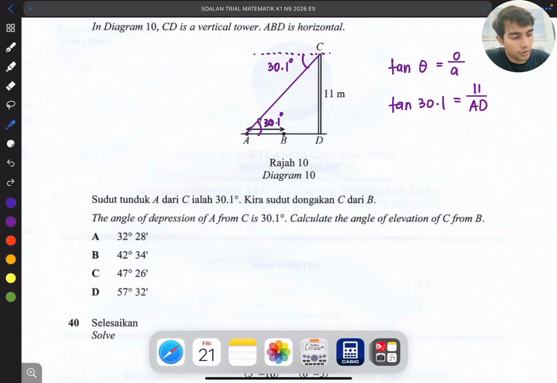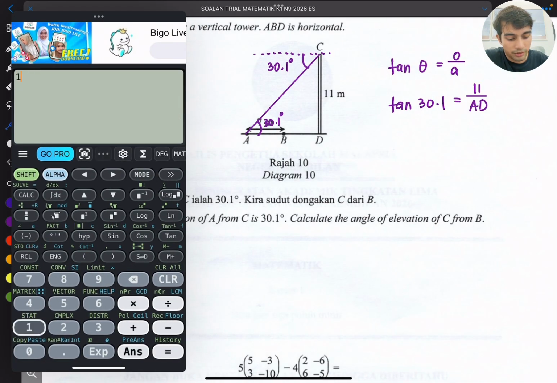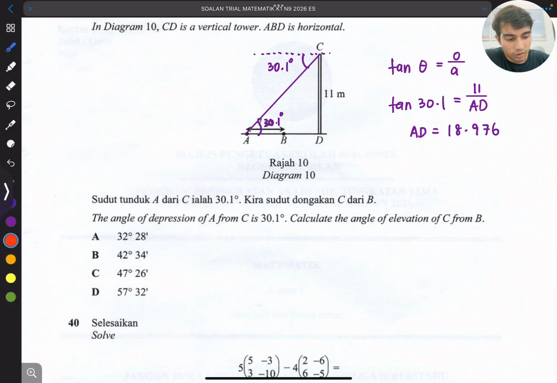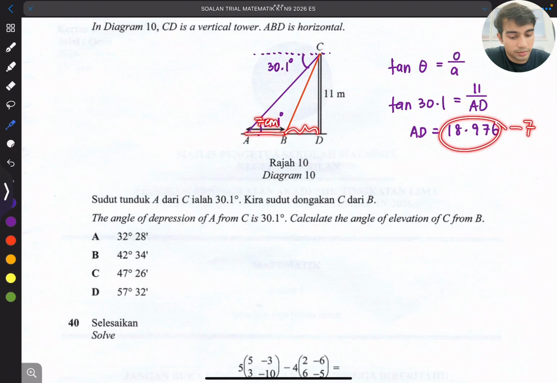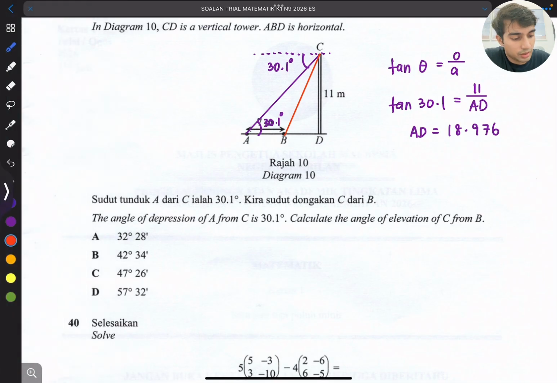Right. So now you want to find AD, you swap this. So 11 divided by tangent 30.1. So AD is 18.976. Now we can try to solve this one. So the whole length we have, and then we have the length of AB also. AB is given as 7. So to find BD, you minus this with 7. We get 11.976.